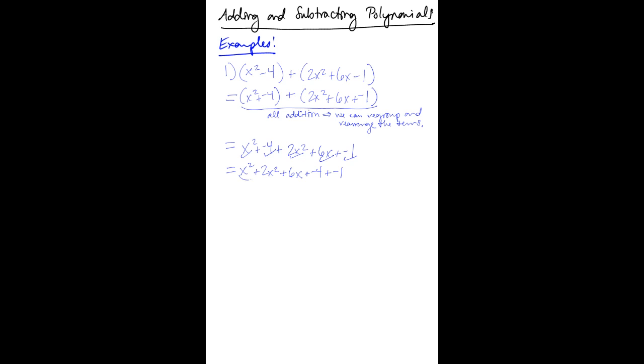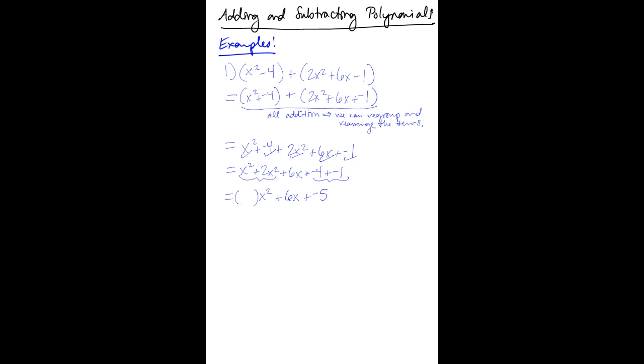So now I've got my x squareds together and my regular numbers together, so I can combine those too. X squared plus 2x squared, well, I'm going to end up with some x squareds where I just add the coefficients. The 6x doesn't have any other like terms, so that's the best we can do with it. And negative 4 plus negative 1 we know is negative 5.